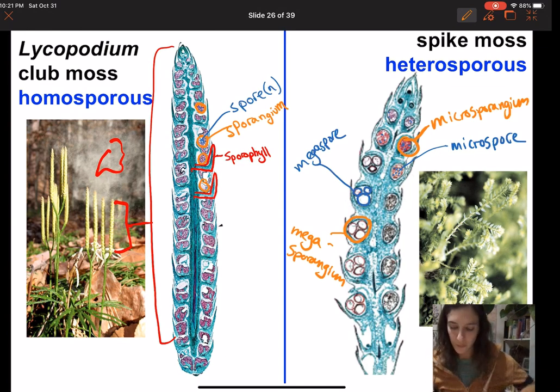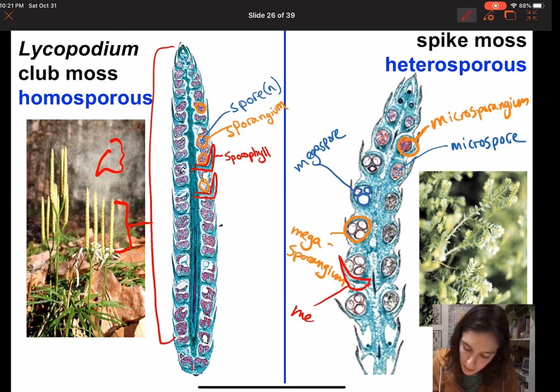So I guess I'll do it. We've got like these. This must be a megasporophyll because it is subtending a megasporangium. And then over here, I'm not going to write it. You got it. A microsporophyll because it is subtending a microsporangium. Moving on.